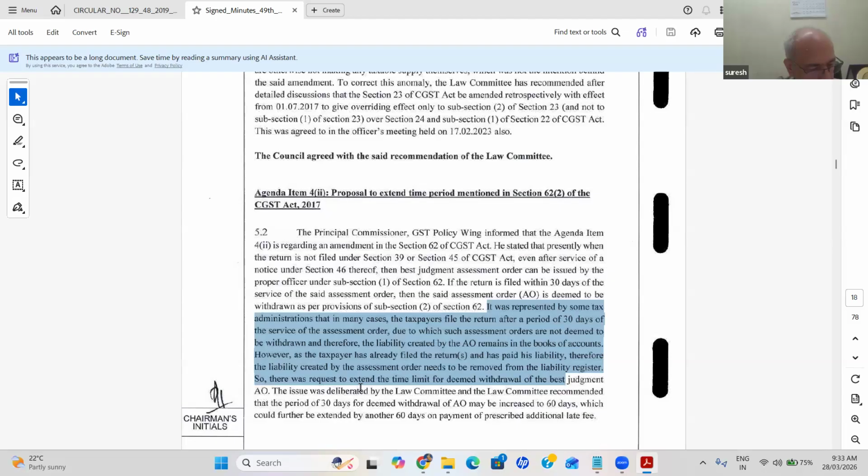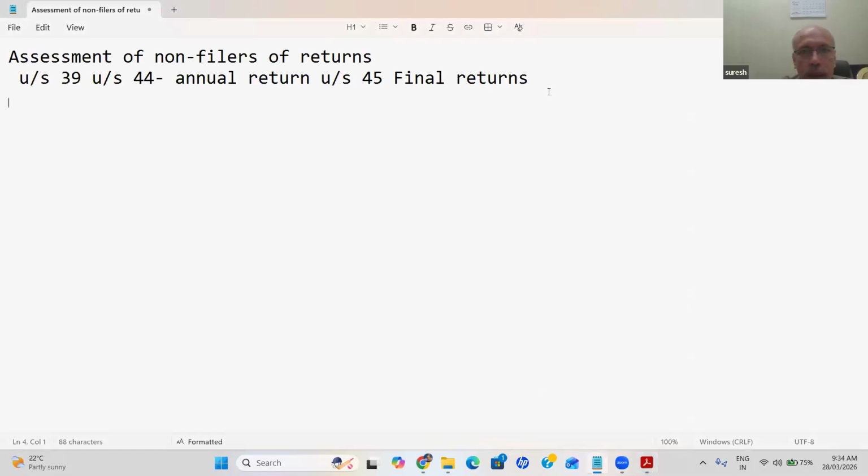This amnesty scheme was brought by Notification Number 6/2023 dated 31st March 23. Here they have given the option to the assessees in whose cases assessment orders were passed on or before 28th Feb 23. This is a very important date, 28th Feb 23. So ASMT 13 should have been issued prior to 28th Feb 23.